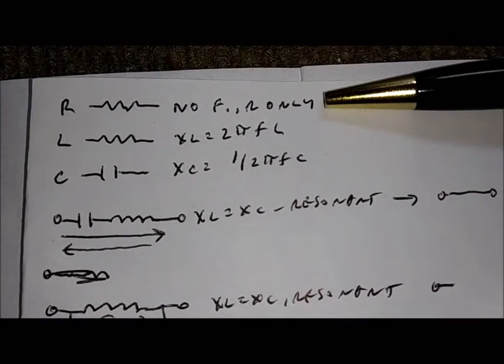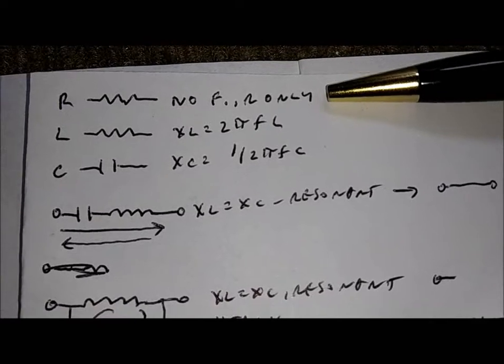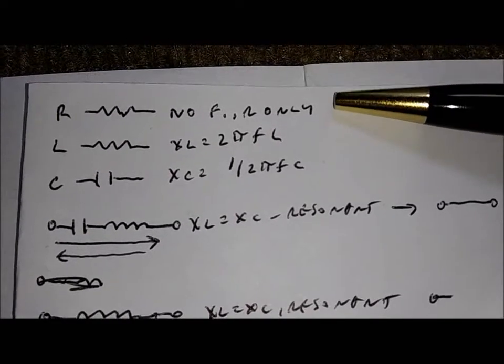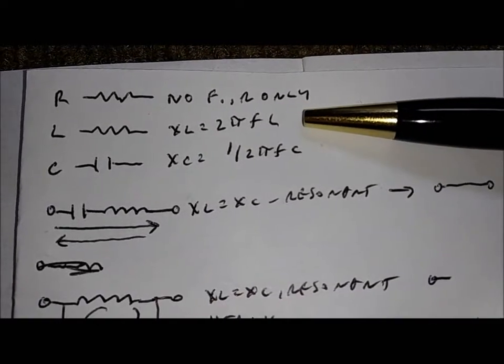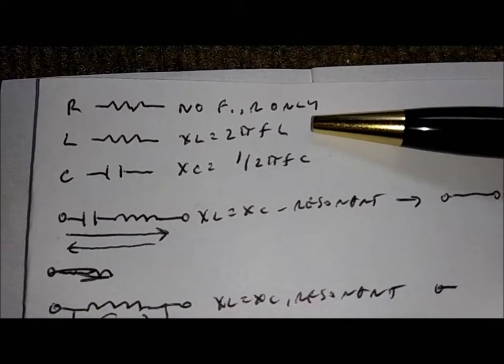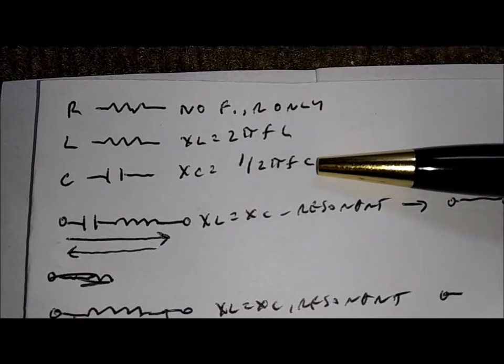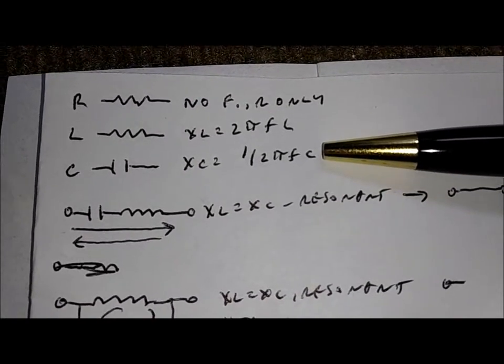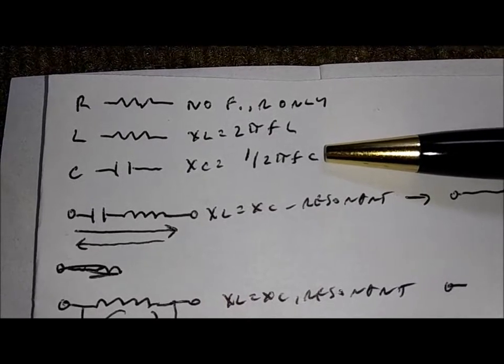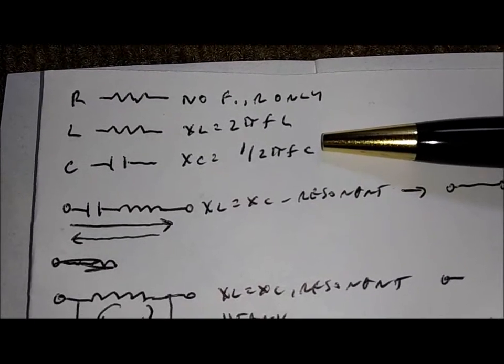There are three fundamental quantities in AC electricity: R, L, and C. R has no frequency component. Very important. L, its inductive reactance is 2 pi times frequency times the inductance. Capacitor is the oddball. X sub C is the inverse of 2 pi times frequency times capacitance.